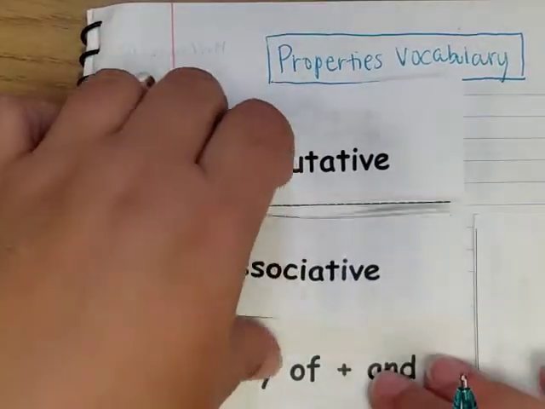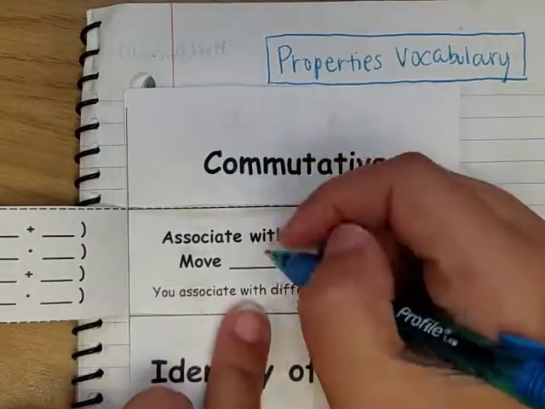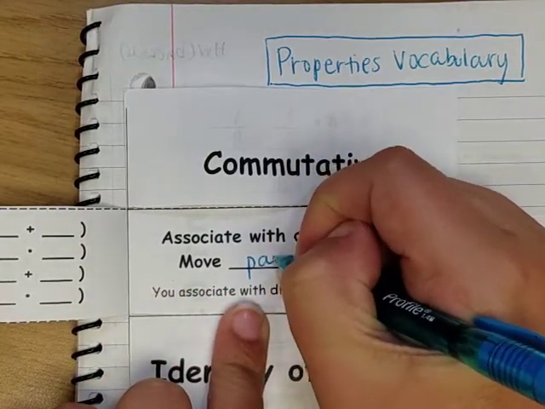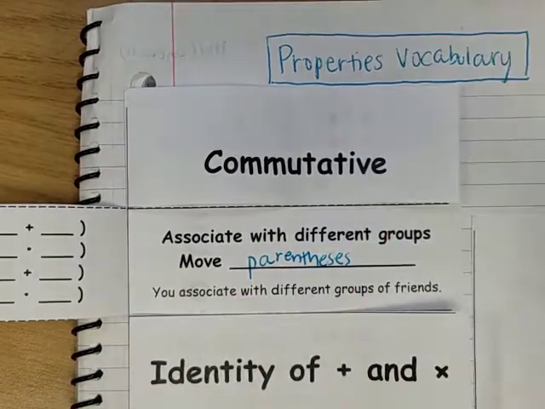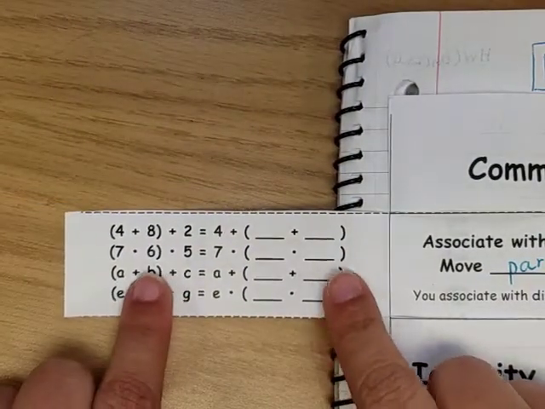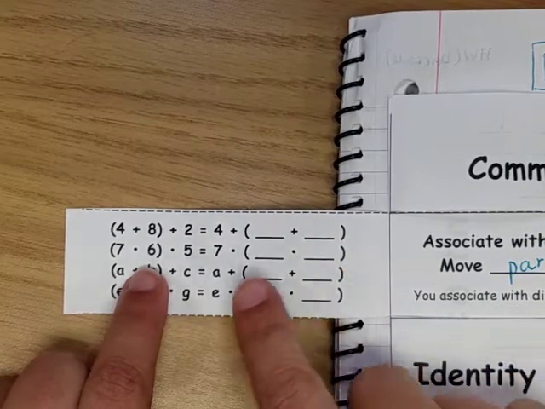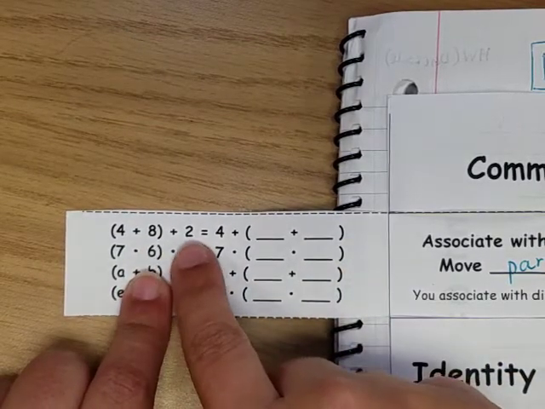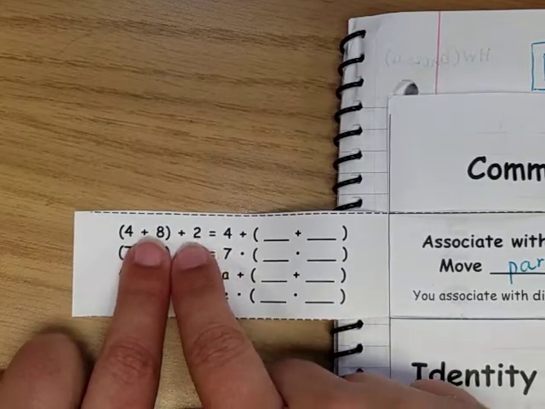The next we're going to look at is associative property. So you associate with different groups. You're going to move the parentheses. For example, 4 plus 8 plus 2, we can regroup it. Instead of being around the 4 and the 8, we could put it around the 8 and the 2.